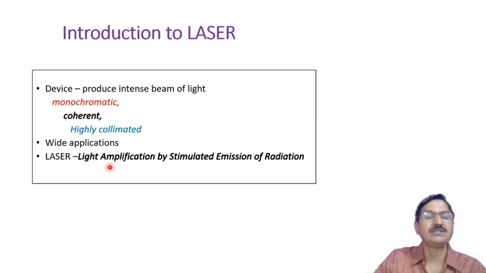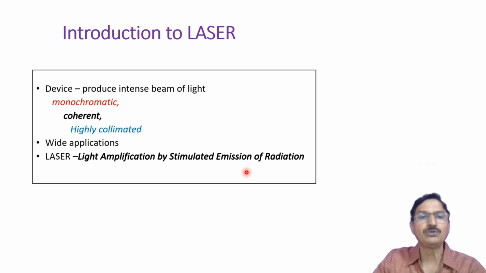Laser is a short form, an acronym for light amplification by stimulated emission of radiation. In this long form of laser, we can see two parts. The first part is light amplification. The second part is stimulated emission of radiation. To understand how a laser beam is generated, we have to understand three basic phenomena in the radiations.